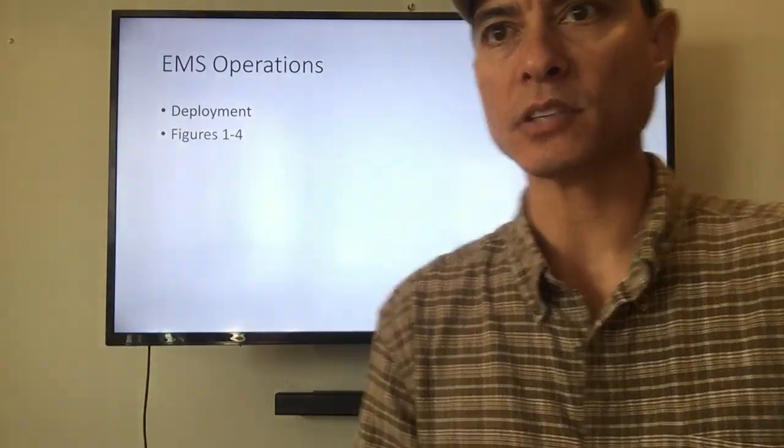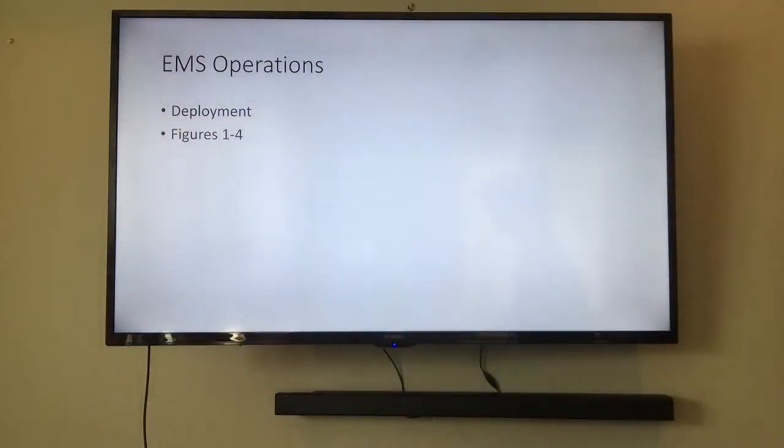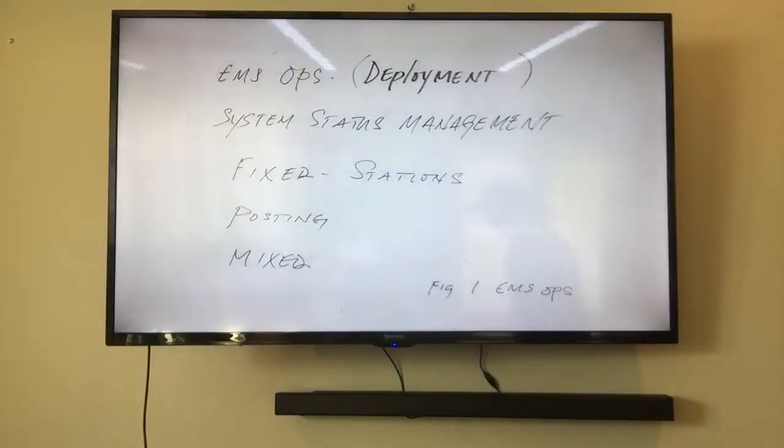Let's talk about EMS operations and deployment of ambulance services. In our deployment of our ambulances, we need to be aware that there is a geographic area that we are servicing, and within that geographic area we have our community.